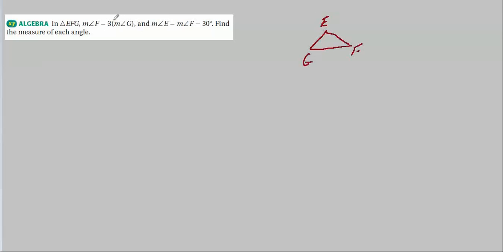We've got angle F equals 3 times the measure of angle G, and the measure of angle E equals the measure of angle F minus 30.